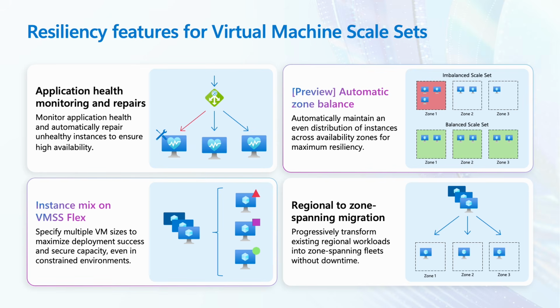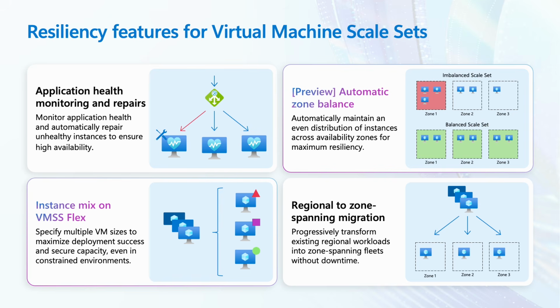By providing a broader list of acceptable options, like specifying both AMD and Intel sizes of a VM, you can significantly increase your deployment success rate. Azure can deploy a mix of these sizes simultaneously within the same scale set, allowing different VM SKUs to run side by side. This ensures you get the compute power you need, even in constrained environments.